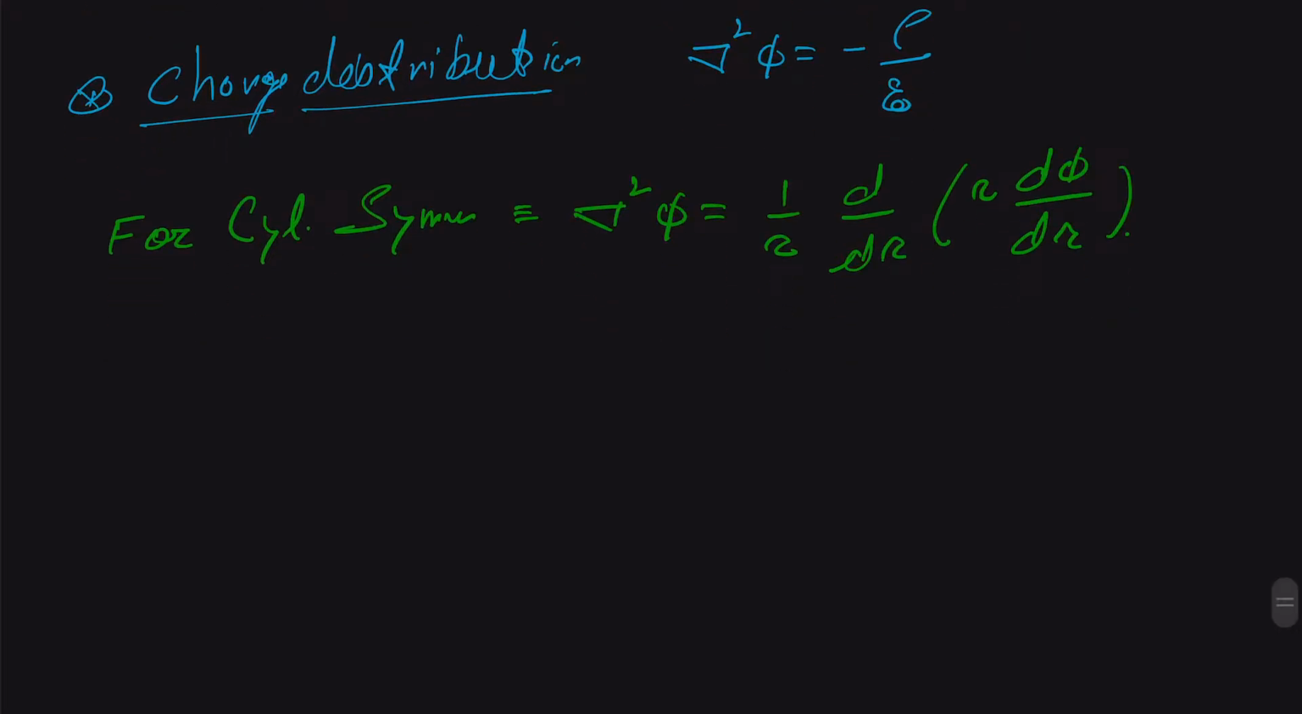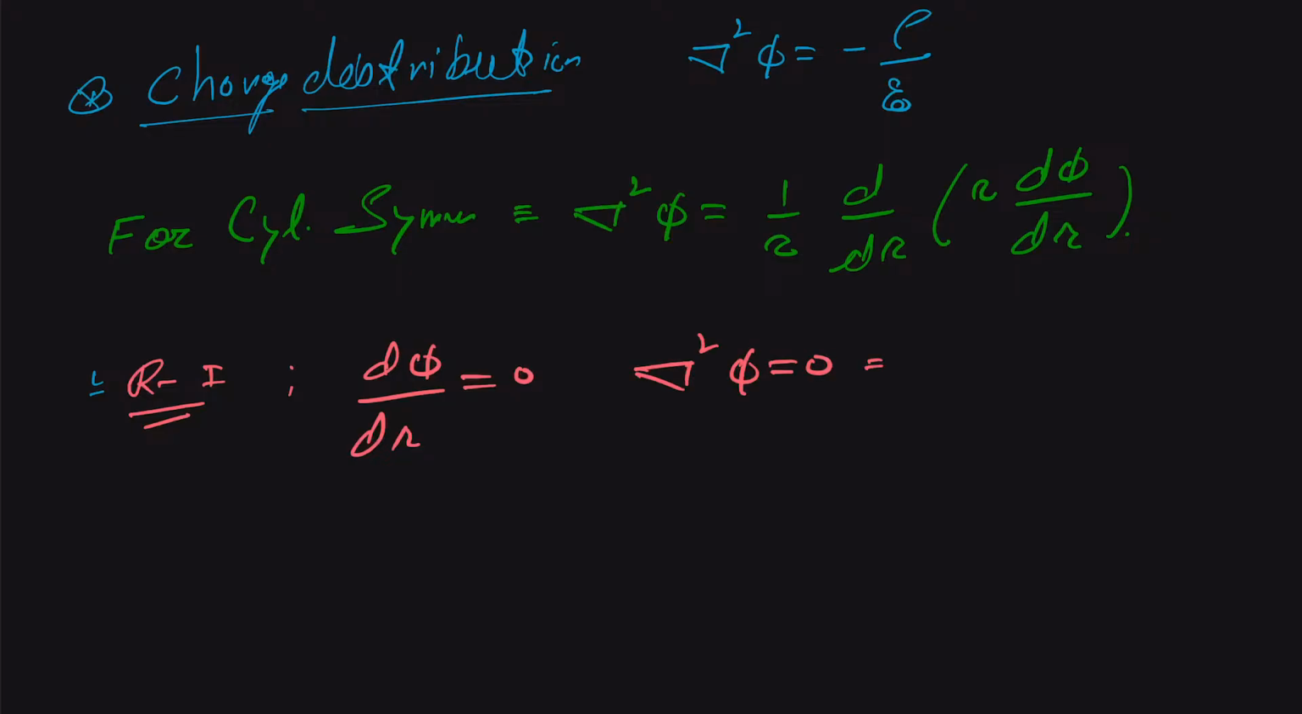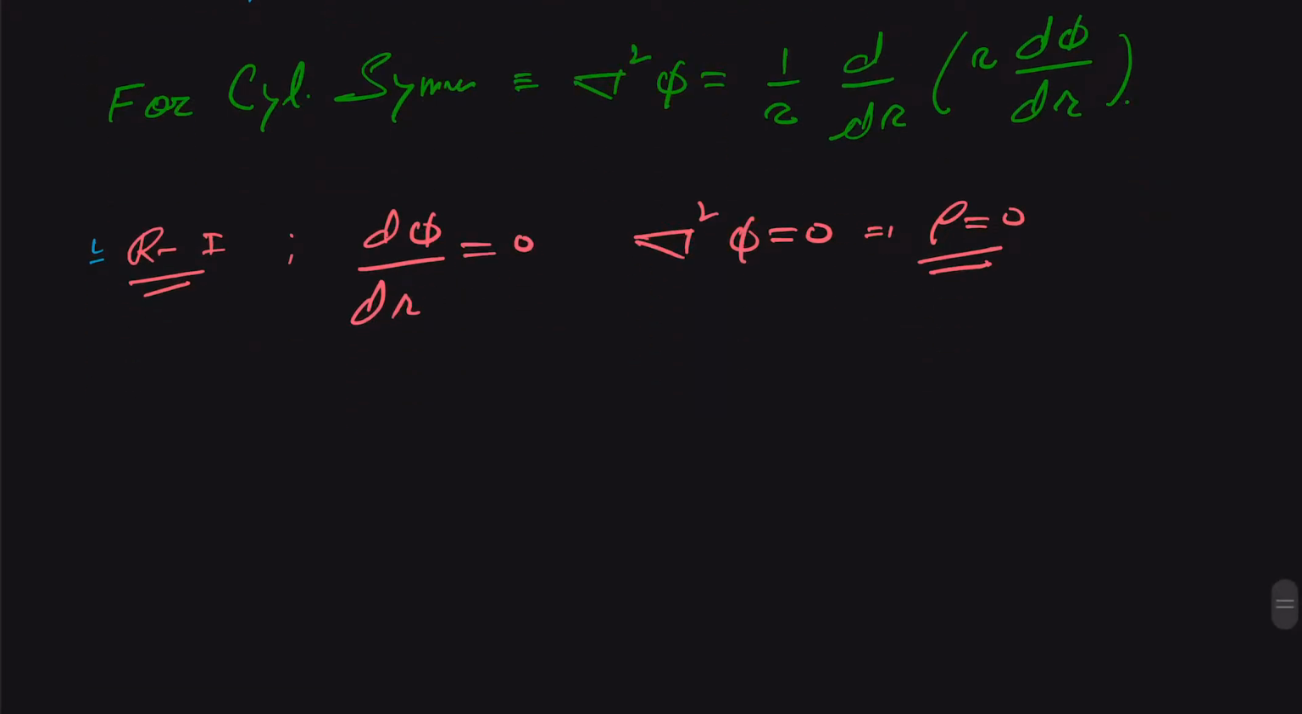Once again, we are going to take all three regions. So we have region number 1. In region number 1, we know that our potential is constant. We have already proved it. So we get d phi upon dr equal to 0. Therefore, we get this will be equal to 0. Therefore, the charge density will be equal to 0. And now we come to region 2.